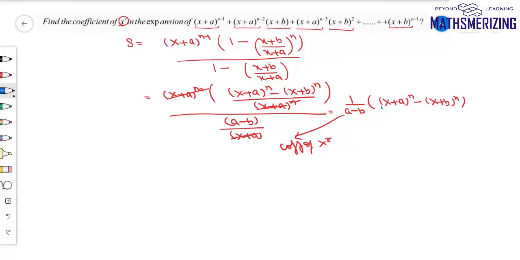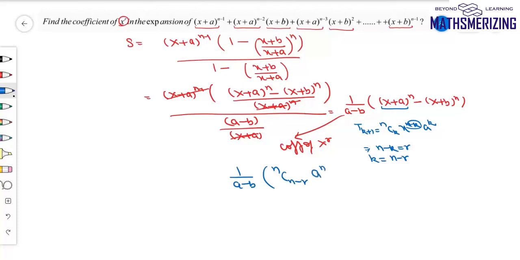Now if I write the general term for this series, I can write T(k+1) as nCk x^(n-k) a^k. Now I need this power of x to be equal to r, so I'll write n minus k is equal to r. So the value of k is n minus r. So here the coefficient of x^r will be 1 upon (a minus b) times nC(n-r) a^(n-r).